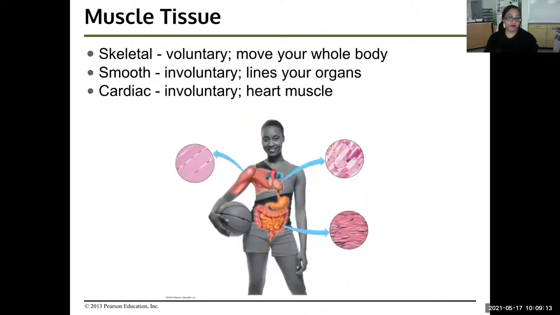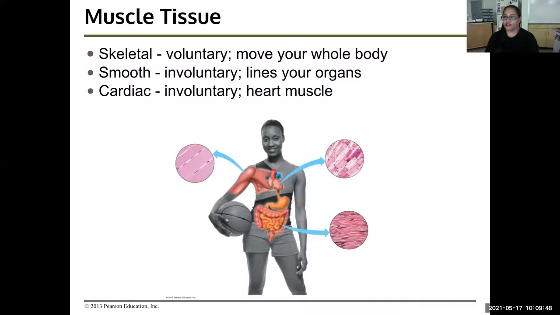Muscle tissue, there's three types. Skeletal. Skeletal muscle is when you flex, that's your skeletal muscle. It is under voluntary control most of the time. You get to move all of your muscles voluntarily. You tell them what to do. Smooth muscle is involuntary. It lines your organs, like your esophagus. Once you chew food and then you swallow it, you don't have to consciously tell your body to move that food to your stomach and throughout the rest of your digestive system. Your smooth muscle does that for you.